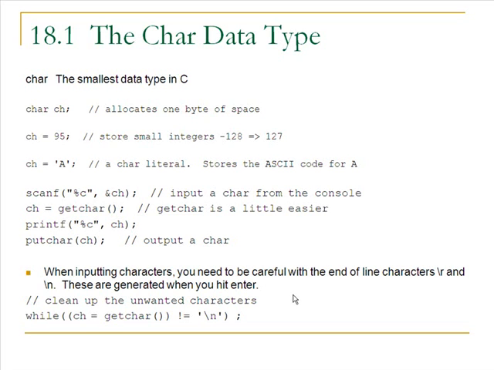When inputting characters from the console, you need to be a little bit careful with the end-of-line characters. So someone who's entering a character at the console types one character and then hits enter, and the enter key generates the characters \r and \n, which is line feed and carriage return.